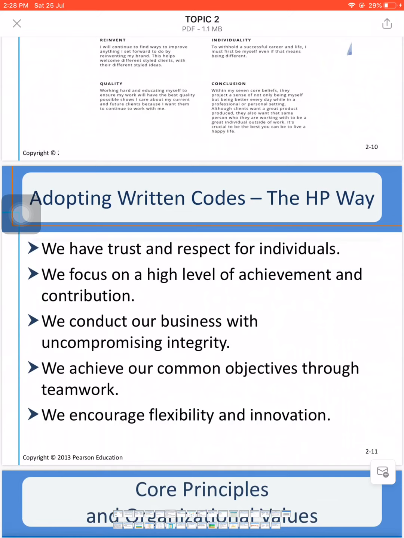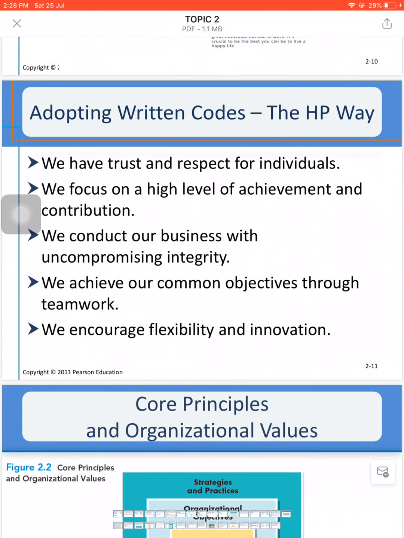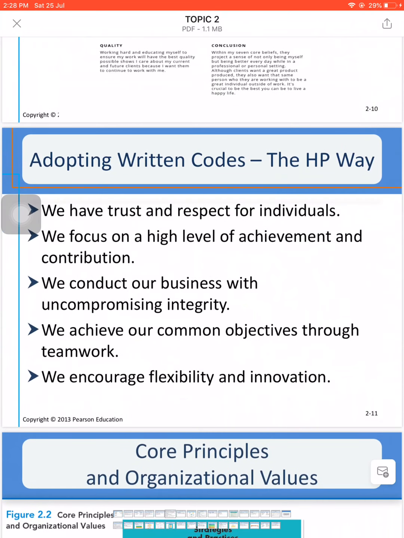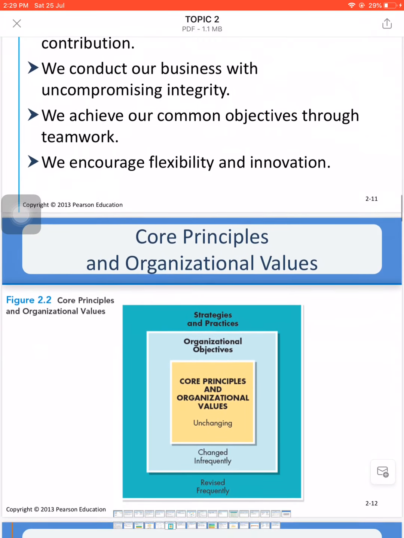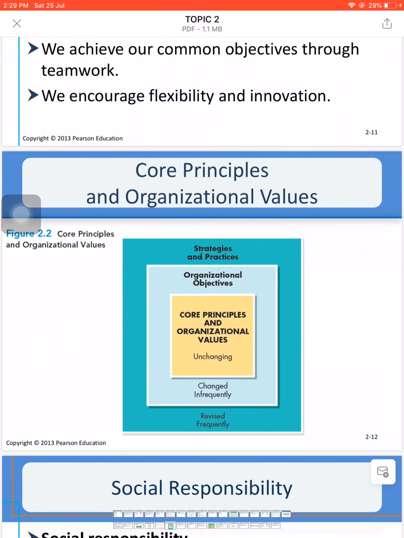We focus on high level of achievement and contributions. We conduct our business with uncompromising integrity. We achieve our common objective through teamwork, and we encourage flexibility and innovation. Okay, this is HP's written code. This is what they're adopting, the written code. I hope you guys are clear.